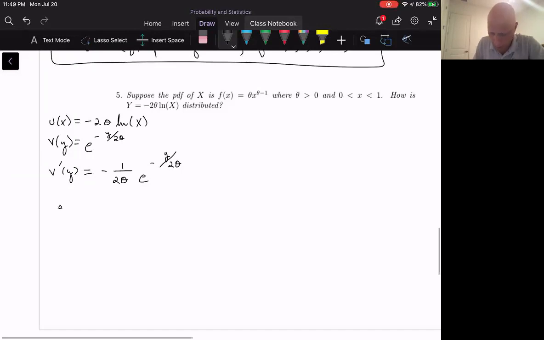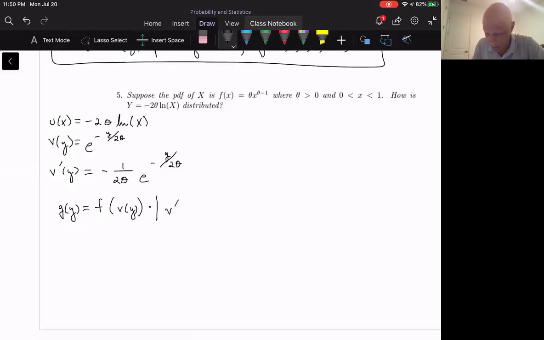So now we've got all the pieces that we need in order to use this shortcut. Remember that your g of y, which is what we want to find, is going to be f of v of y, where f is the PDF of the distribution that we know, times the absolute value of the derivative of the v function. I emphasize that part because in this case, our derivative is negative, so absolute value is going to be important here.